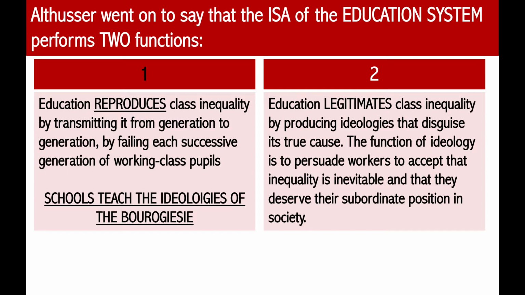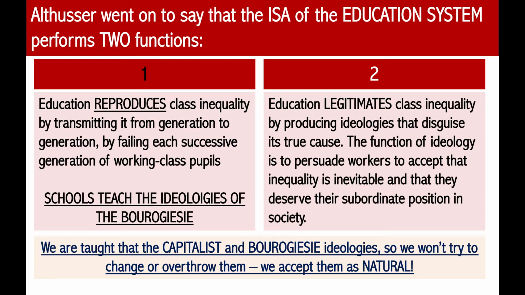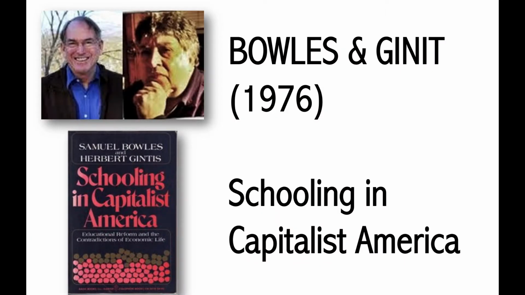And secondly, Althusser argued that education legitimizes class inequality by producing ideologies that disguise its true cause. The function of ideology is to persuade workers to accept that inequality is inevitable and that they deserve their subordinate position in society. So we are taught that the capitalist and bourgeoisie ideologies are the natural way, so we accept them and we won't try and overthrow them.